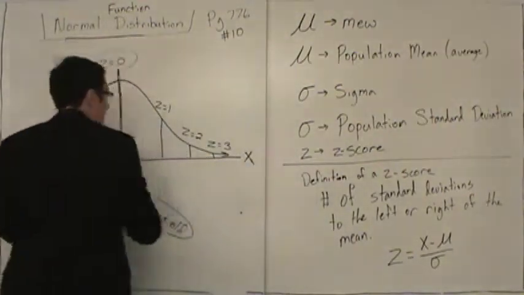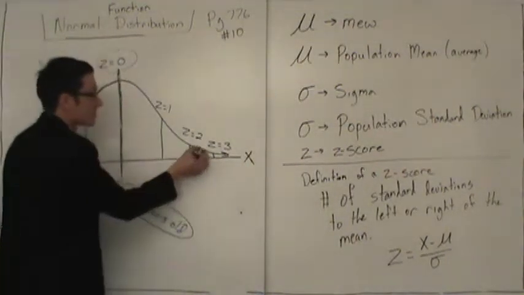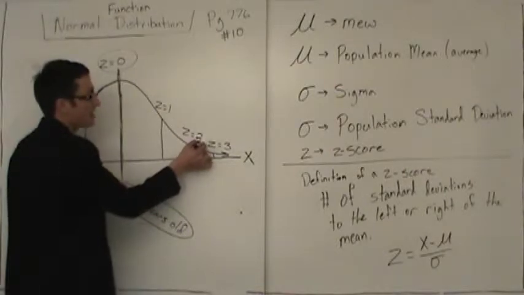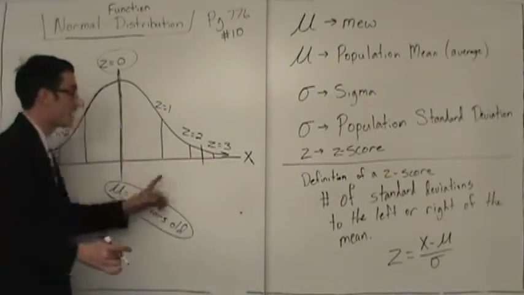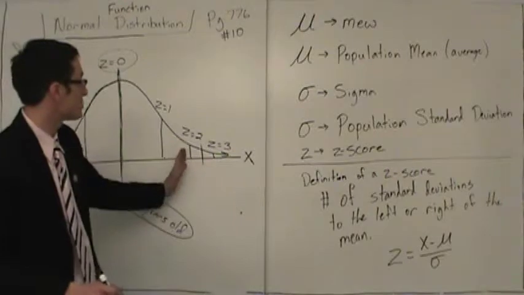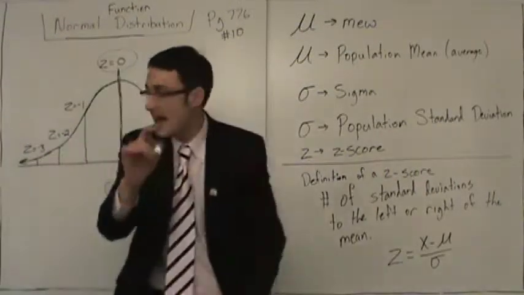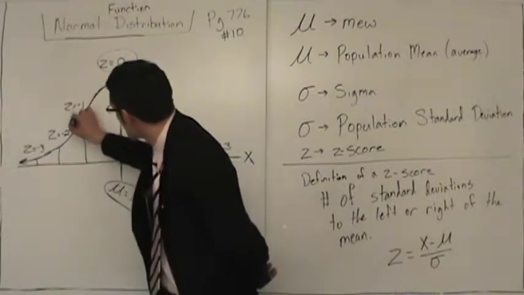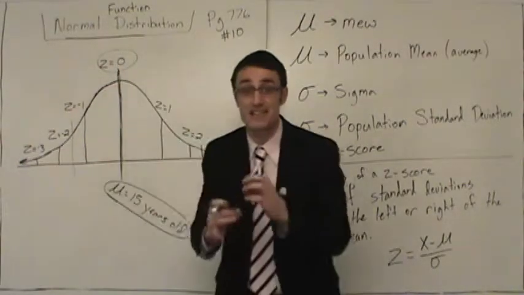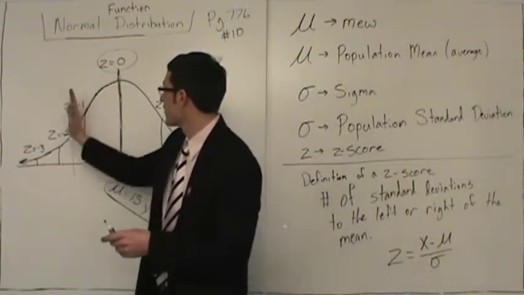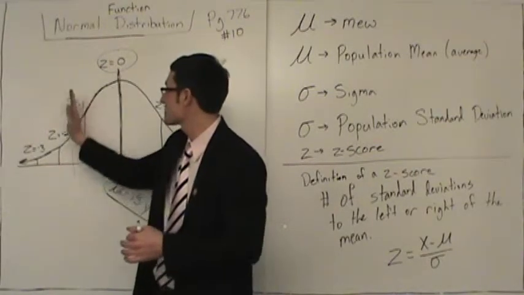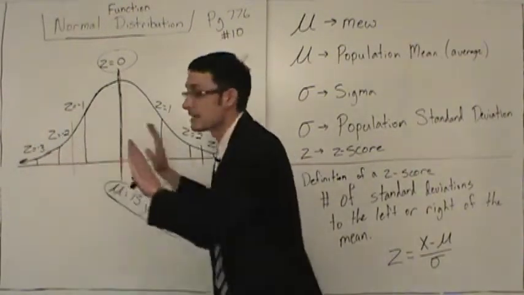Now, if I ask you, and it's coming, what does a Z-score of 2.5 mean? A Z-score of 2.5 means 2.5 standard deviations to the right of the mean. And if I ask you what a Z-score of -1.5 means, we're going to get into decimal Z-scores. A Z-score of -1.5 means 1.5 standard deviations to the left of the mean.